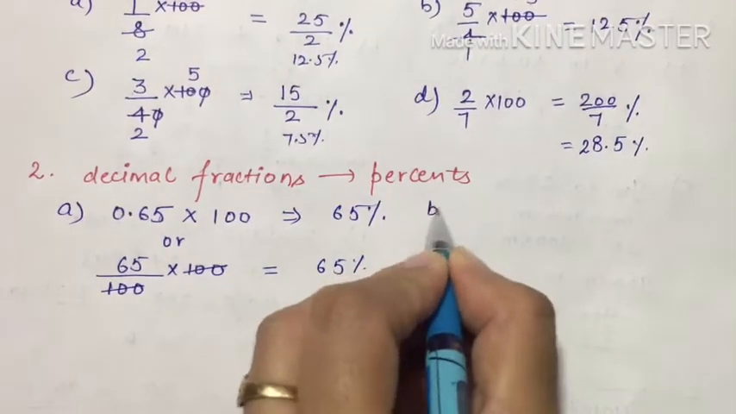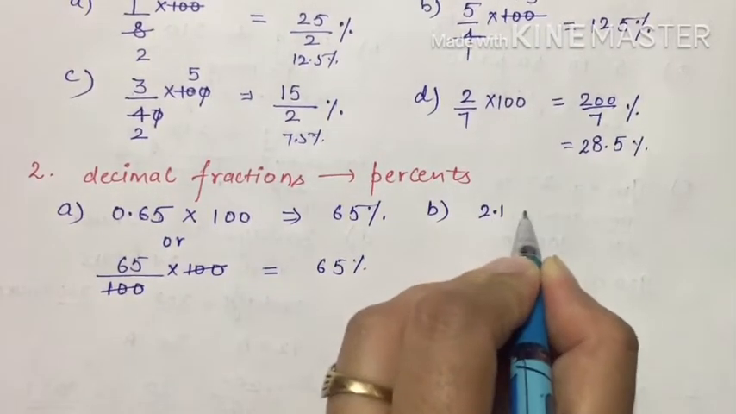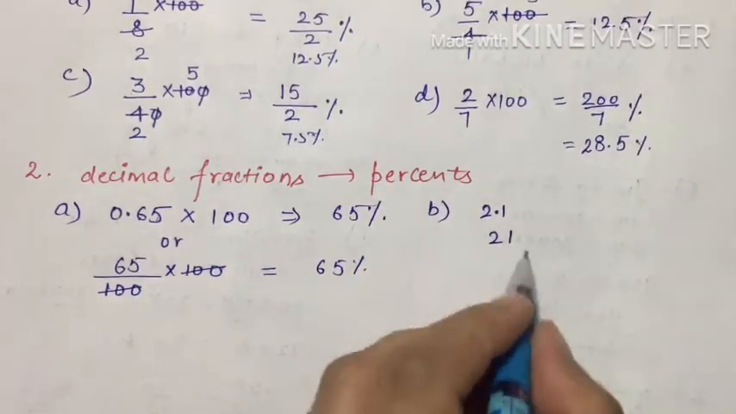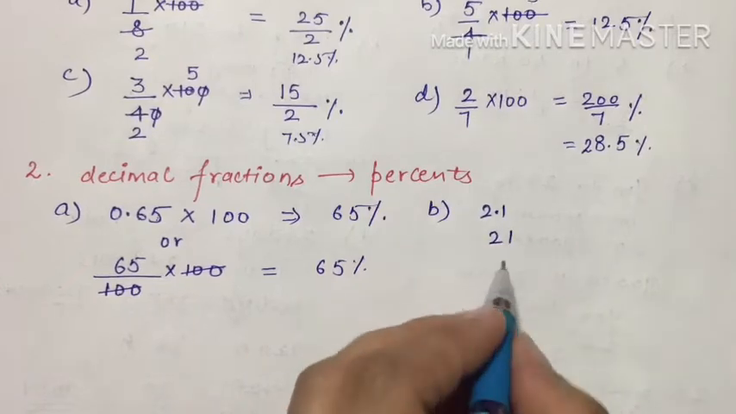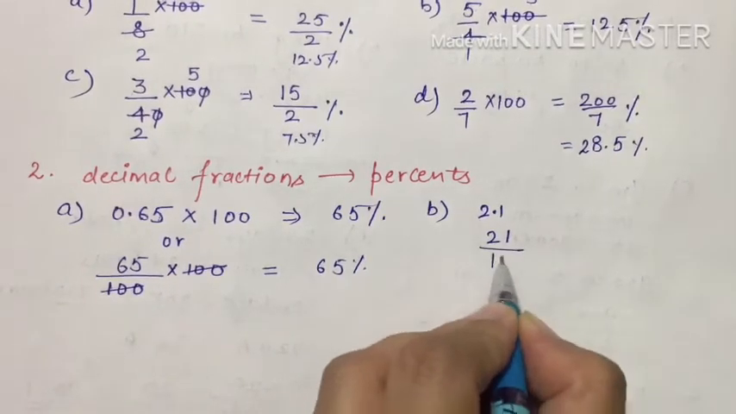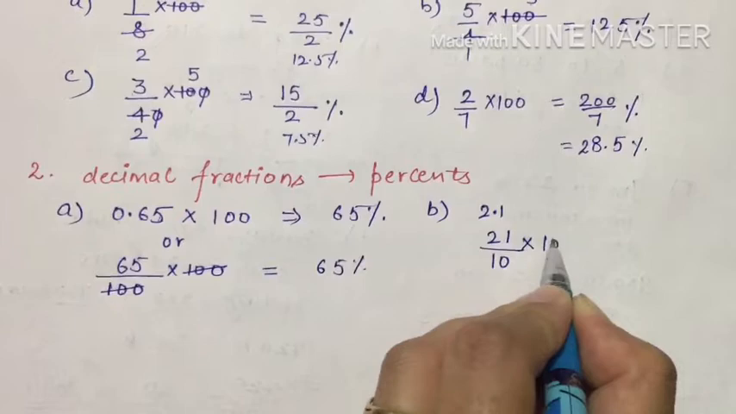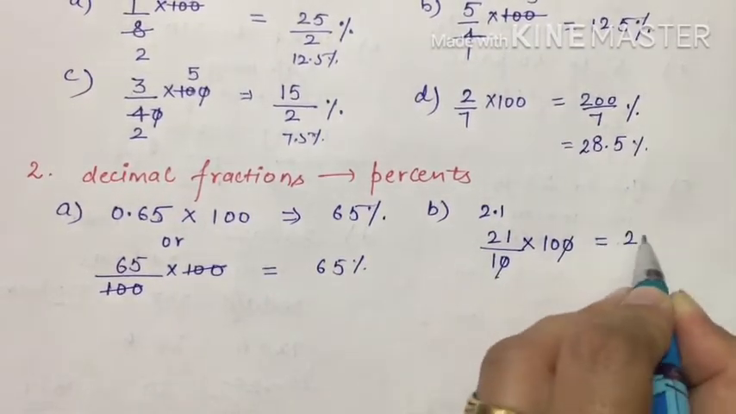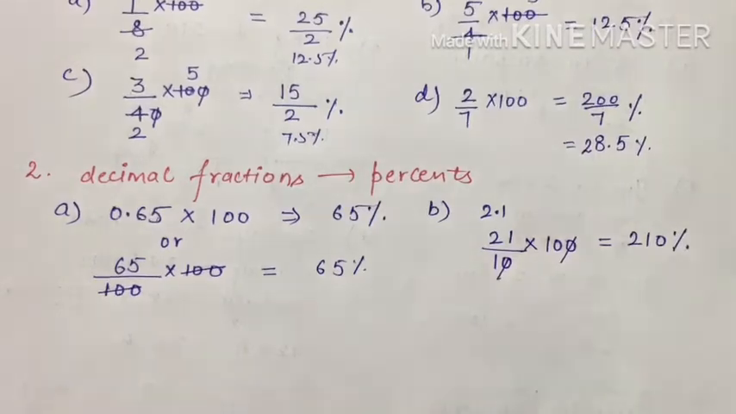Okay. B part of it, it is 2.1. How can we do? First we will remove the decimal. How many numbers are there after decimal? 1. So we will bring 10. And if you want to convert it into percentage, we will multiply by 100. The 0 will be cancelled. It will be 210 percentage.